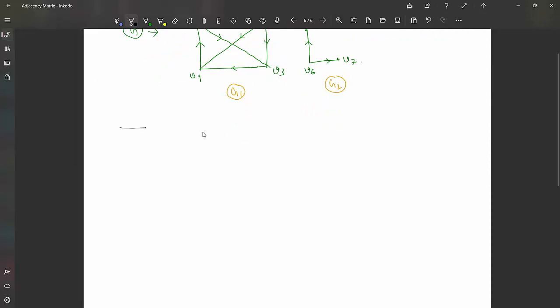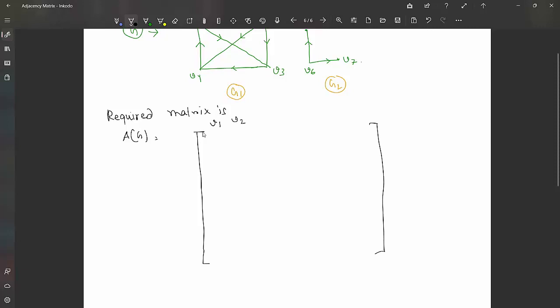So suppose your required matrix is A of G, and this is equal to some rows and columns. Those are V1, V2, V3, V4, V5, V6, and V7. And here also V1, V2, V3, V4, V5, V6, and V7.